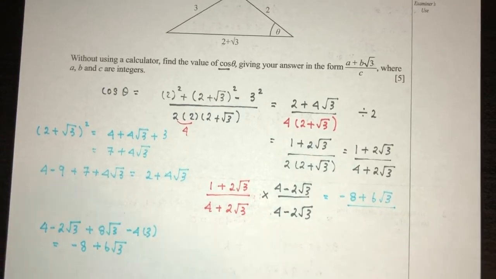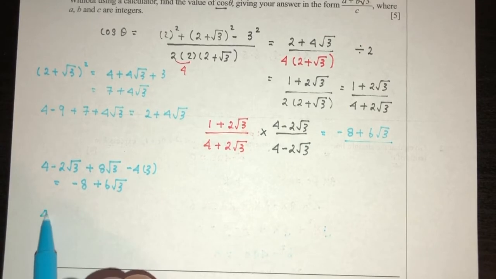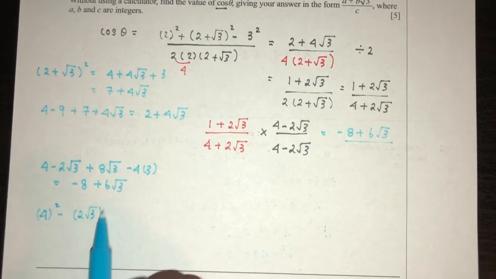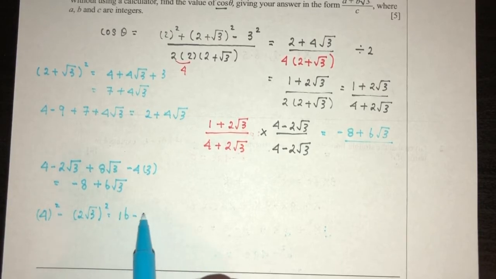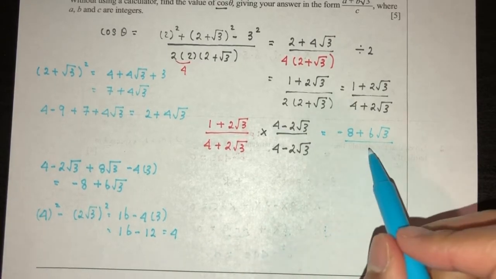Now what is the value on the bottom? We have to check. So you will have 4 squared minus 2 root 3 squared. That will be 16 minus 4 times 3. That will be 16 minus the value of, that is 12. You will have 4. So the bottom will become 4.